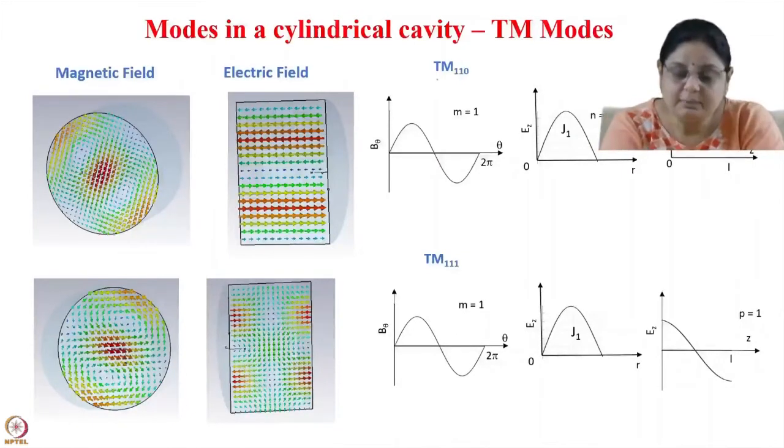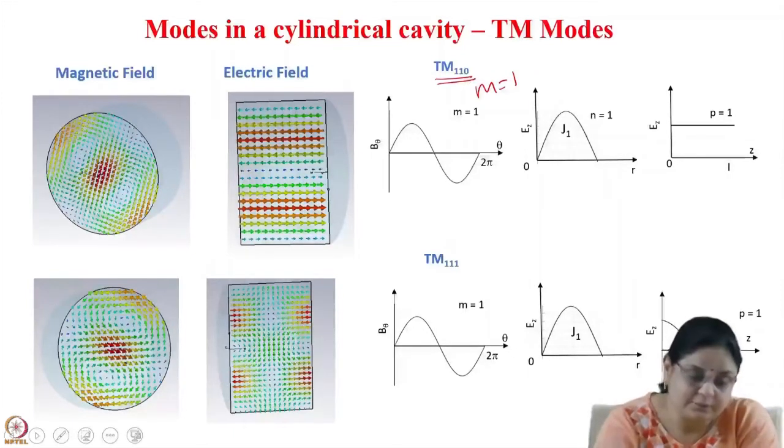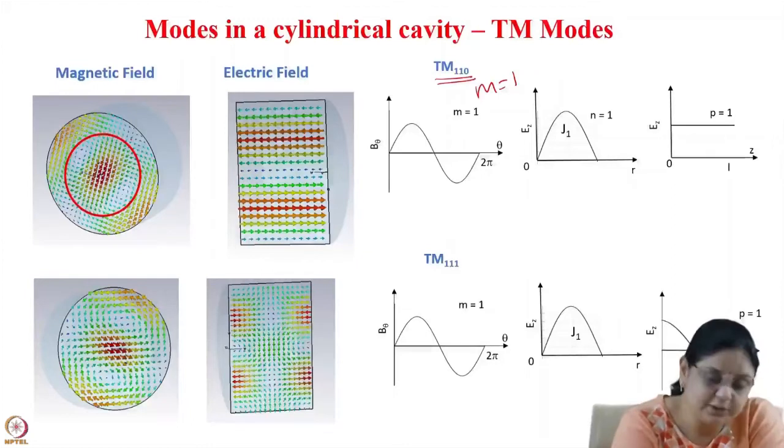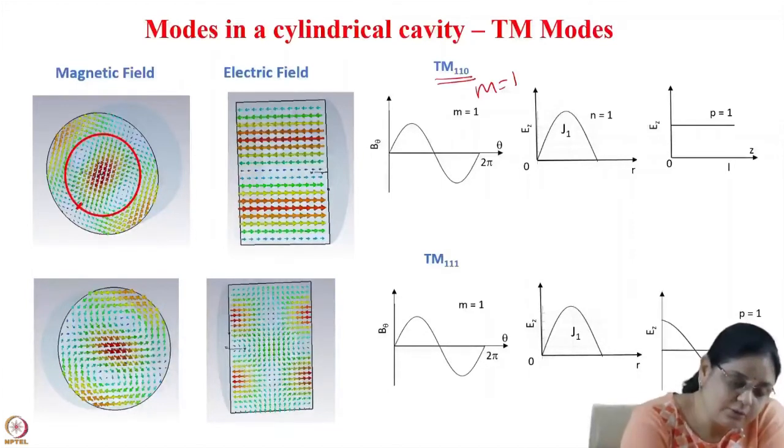Now the next mode is TM110 mode. So now here M is equal to 1. So that means there is 1 full period variation in the field in the theta direction. So if you see the theta direction here, if you plot B theta, because it's the most convenient thing to plot here, let's start from here. B theta is 0 here. So you can see here there is just the BR radial component here. Okay, it goes to maximum somewhere in the center. Now see, this is all in the theta direction here, the field here. And then again it goes to 0 here. And then again maximum in the opposite direction and comes back to 0.